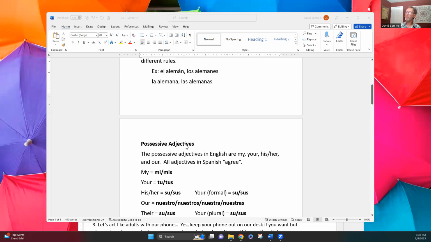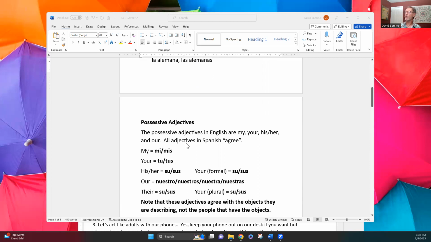Let's move on. Possessive adjectives are how we say my, your, his, her, our, and their. And the way we do that in Spanish, because possessive adjectives are adjectives, they still agree, right? No matter what. There's two ways to say my, either mi or mis. So I'll talk about why that is in just a moment, okay? To say your, if you're talking to a friend or somebody your own age, we say tu or tus, right? His or her would be su or sus. Your formal, that's the usted form, is always the same as he, she, his, her. It's going to be su, sus.